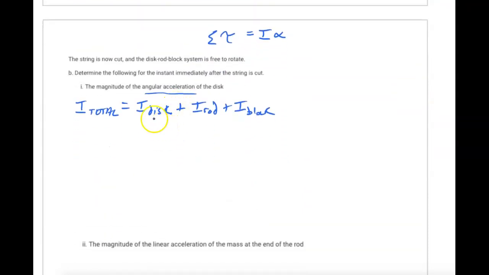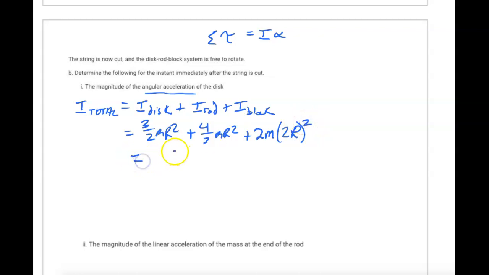So our I total here is going to be equal to what they gave us for the disk, which is 3/2 mr squared, plus the rod, which is 4/3 mr squared, plus, now you have to be careful, because remember, this is the mass of the block times the radius of the block from the center. And that's not just mr, that's going to be 2m, because the mass is 2m of the rod, times 2r, because it's at a distance twice the radius of the rod itself, and that's squared.